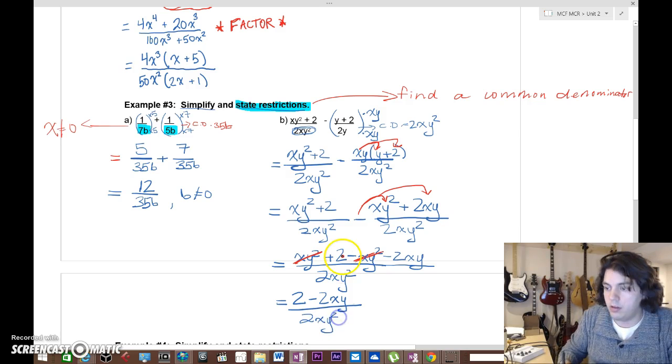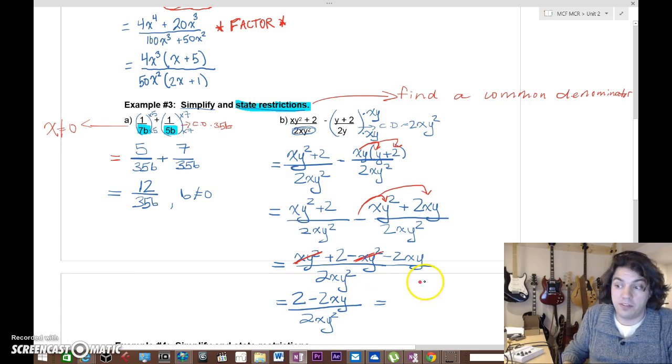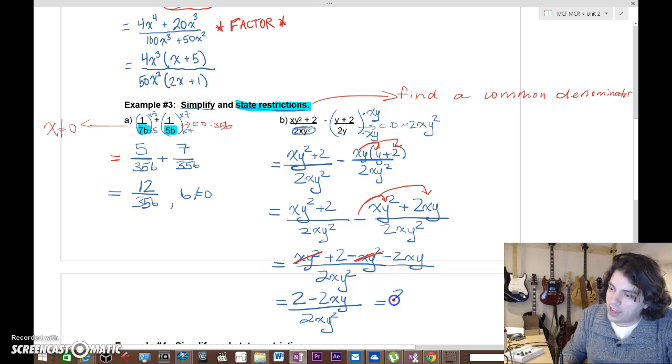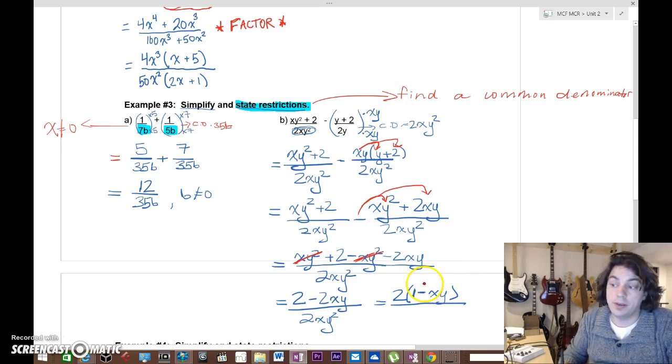Over 2xy squared. And the last thing I'd say is if we want to, we can take a common factor from the top, and that would be 2. So I could factor out 2, and we would get 1, because 2 divided by 2 is 1, minus, and then 2xy divided by 2 is just xy. My minus signs keep disappearing today, and I'm not sure why. Anyway, divide by 2xy squared.